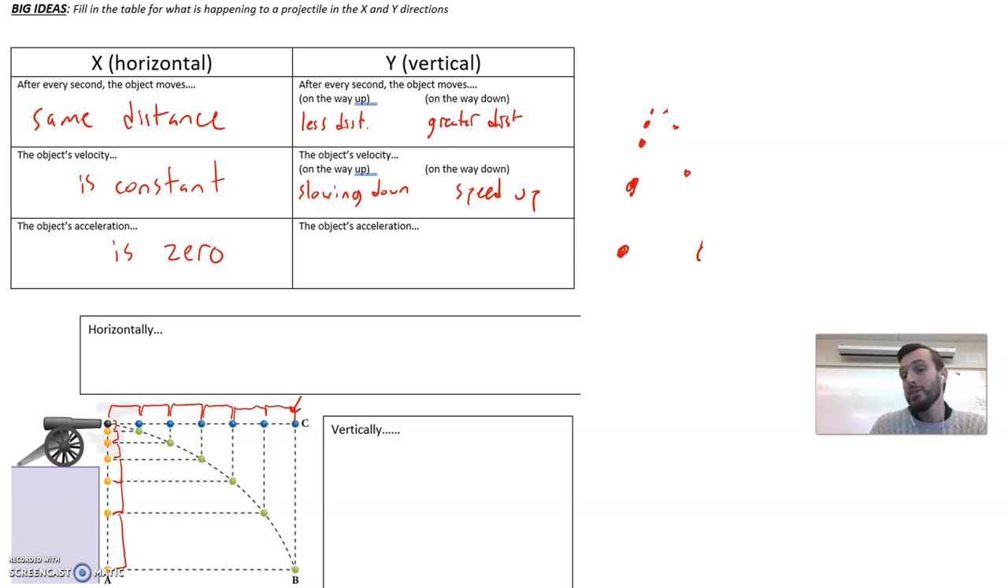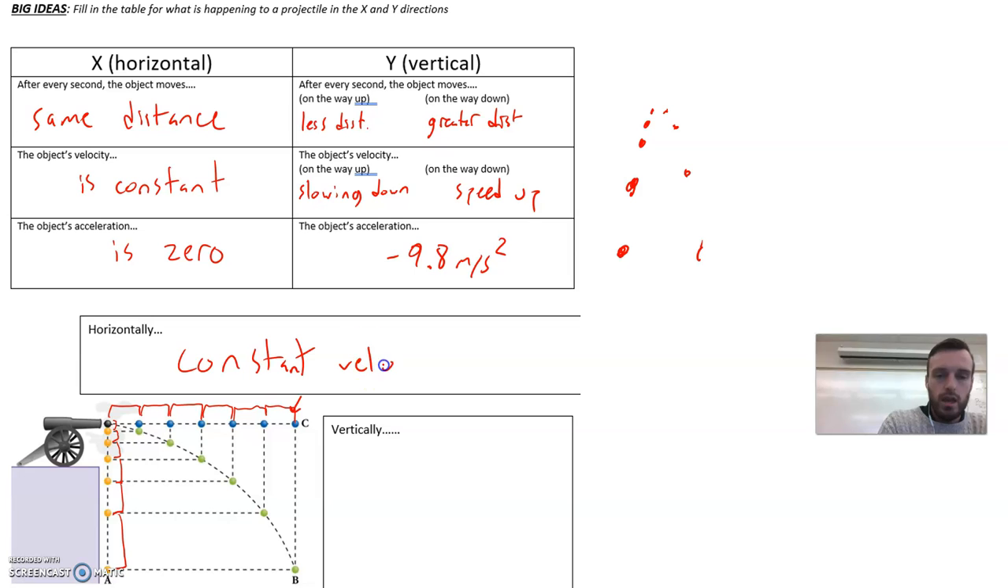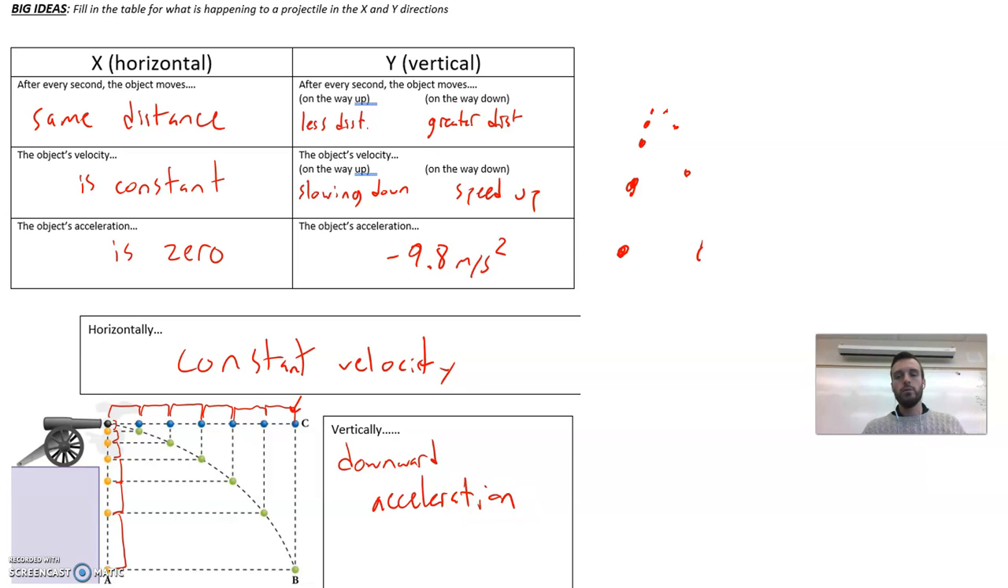All right, and of course the object's acceleration, well, anything in free fall, we know the acceleration is 9.8 meters per second squared, or negative 9.8 meters per second squared, and it's constant acceleration, okay? So horizontally, we have constant velocity, and vertically, we have downward acceleration. So these are the two big ideas that we want to keep in mind.